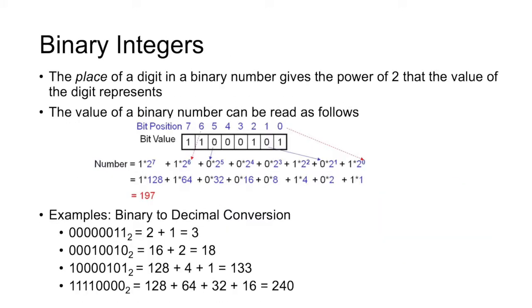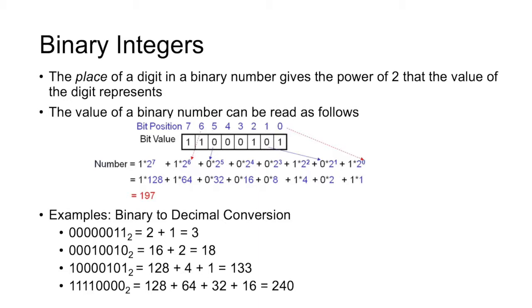Binary integers, in terms of their representation: the place of the digit in a binary number gives the power of 2 that the value of the digit represents. The value of a binary number can be read as follows. You will see that the bit positions each represent 2 to the power of something. So the rightmost one is 2 to the power of 0. The second rightmost one is 2 to the power of 1, and so on until you get to the far left one, which is 2 to the power of 7.